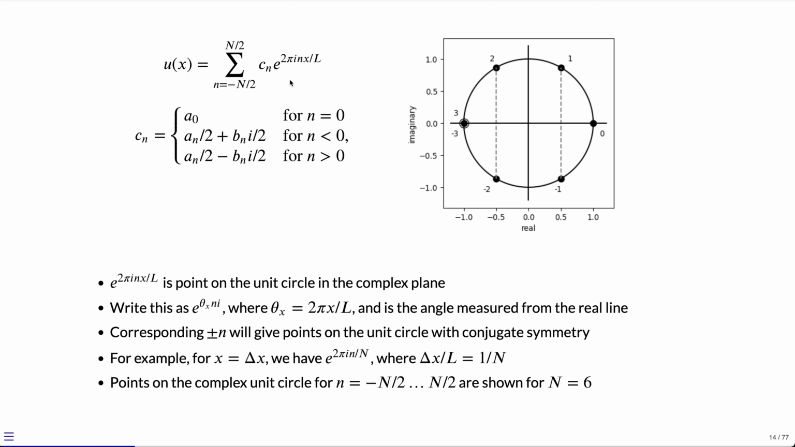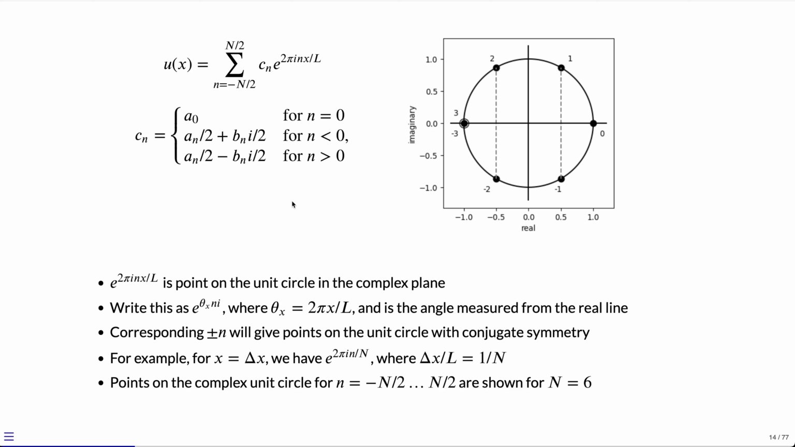So great. Now we've got the equation that we want, and we've related the coefficients to the coefficients of the sines and cosines on our domain. Okay. Now let's change gears a little bit and just look at this e to the 2 pi I n x over L.